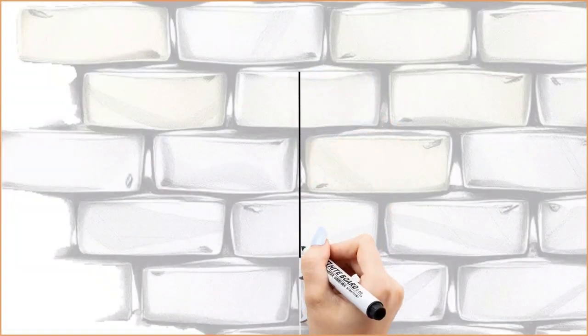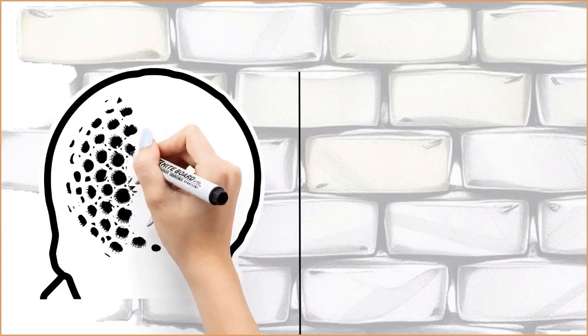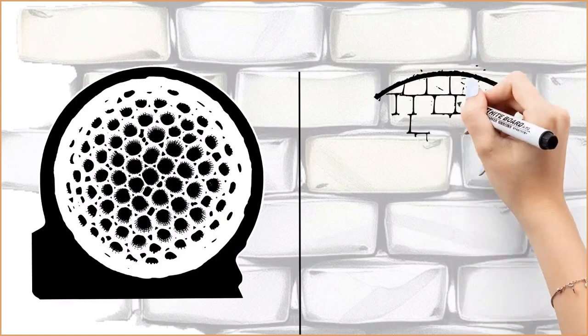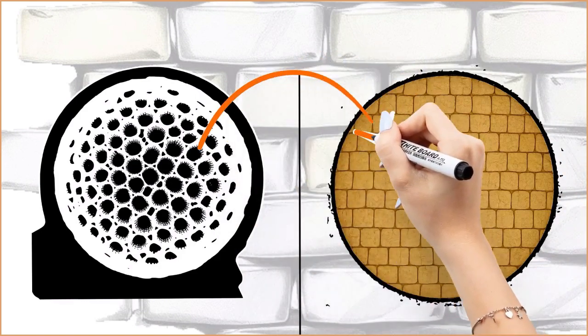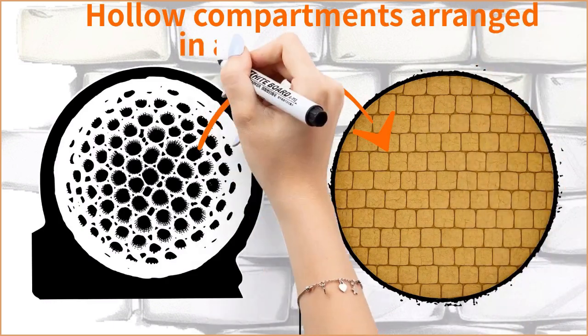Peering through the lens, he noticed that the cork was not a solid mass at all. Instead, it was made up of thousands of tiny, hollow compartments arranged in a regular pattern, almost like a honeycomb.